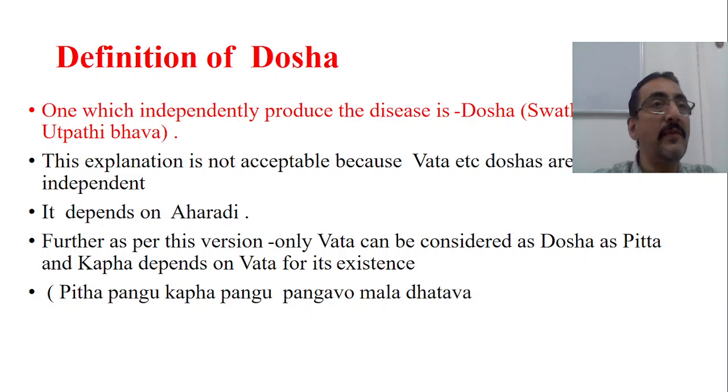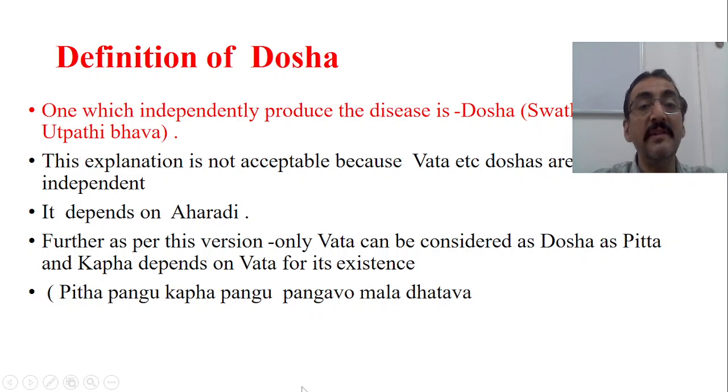Now, continuing with the definition of the doshas, one which independently produces the disease is called dosha. Another definition: one which is independently able to produce the disease is called dosha. Swatantra vikara utpatti bhava. Another criterion to say any entity is dosha is swatantra vikara utpatti bhava. It should have the capacity of independently producing a disease.